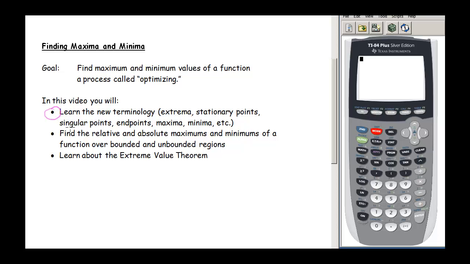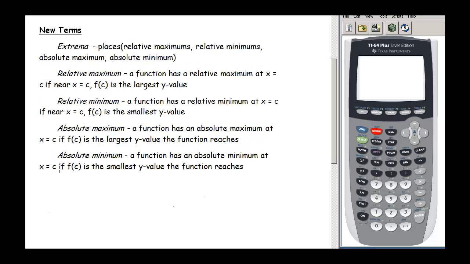This is a lot of what this is, but we're also going to find some relative and absolute maximum and minimum values and learn about the Extreme Value Theorem. Okay, so here's a list of our new terms. First of all, we have this term extrema. This is just the term that we use to indicate the collection of maximums and minimums of a function, so the high spots or the low spots of a function.